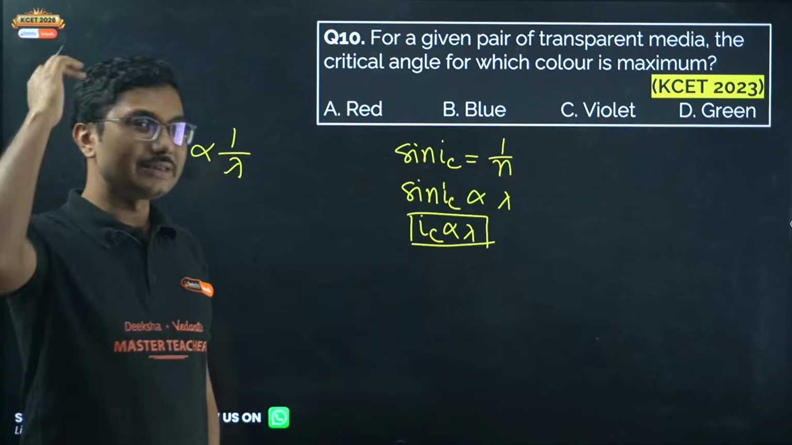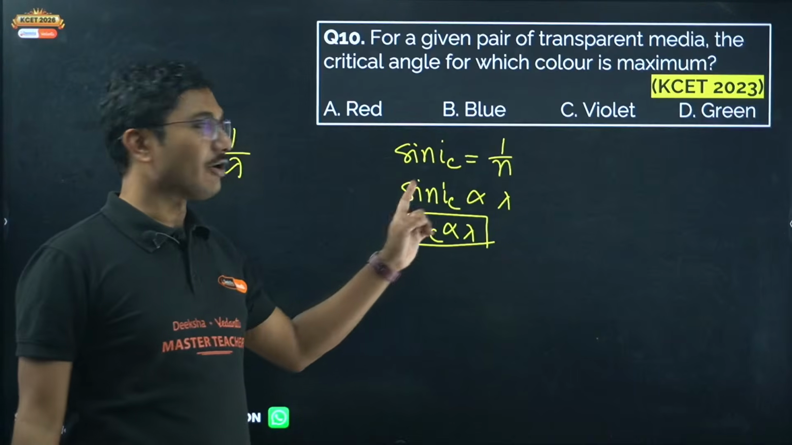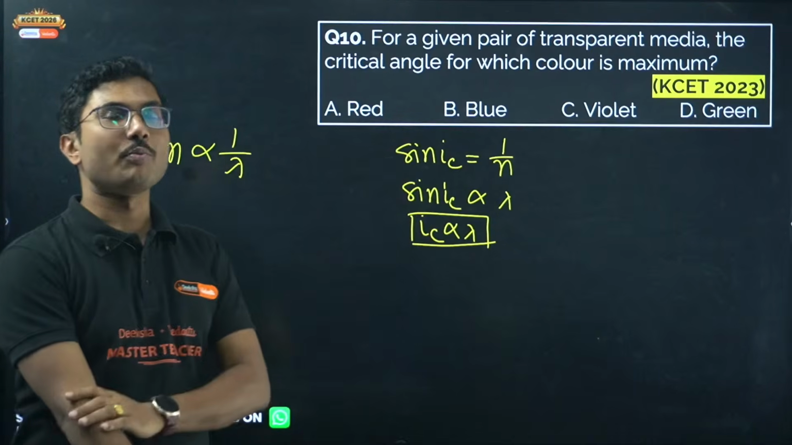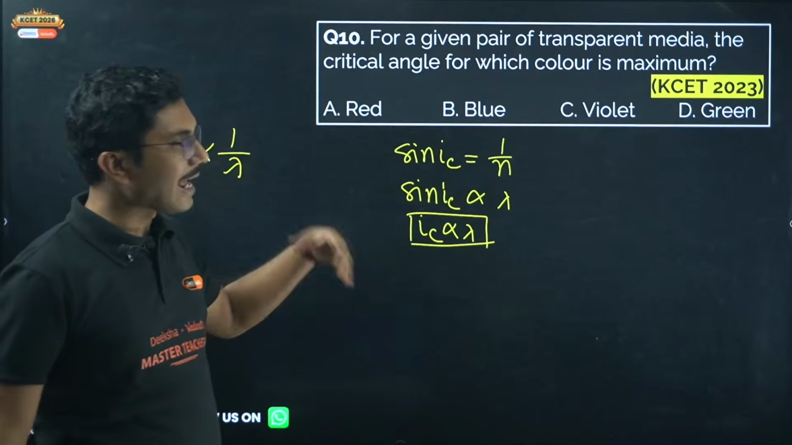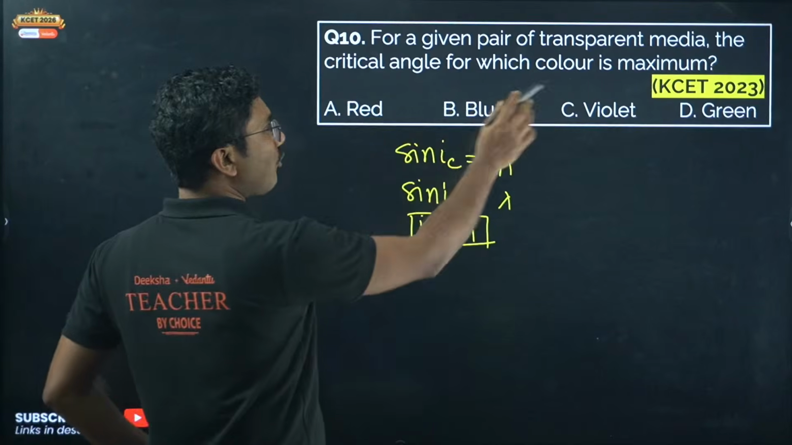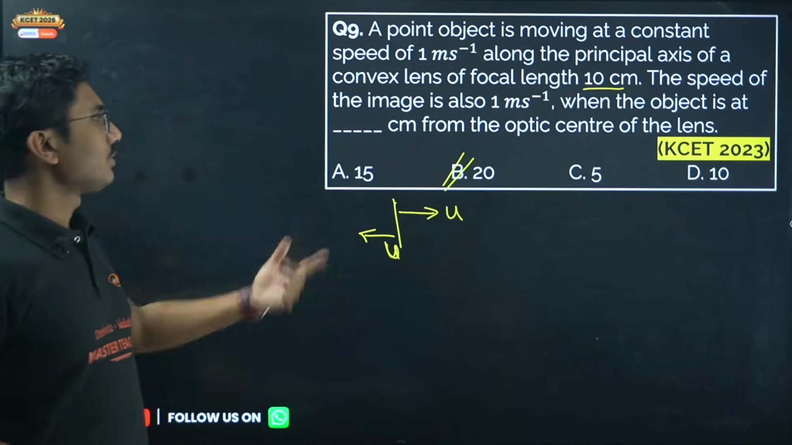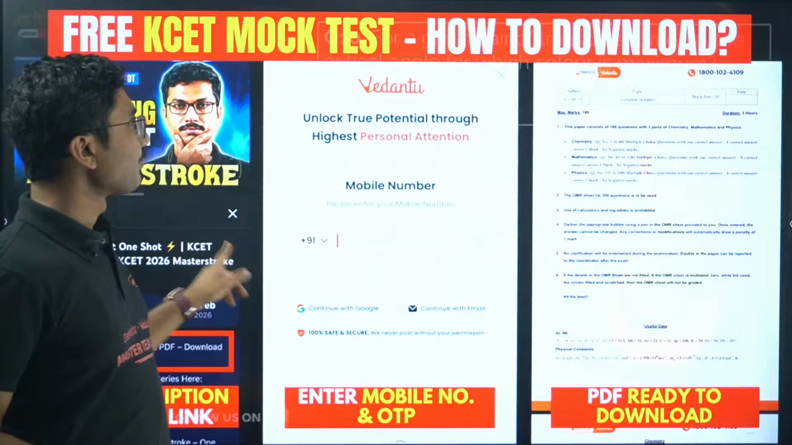Because as you increase the angle, the sine theta increases. So theta C, the critical angle, is directly proportional to wavelength. Whoever has the highest wavelength will have a higher critical angle. So for which color is it maximum? Red color is maximum. Red has the highest wavelength, so that means it will be red color.